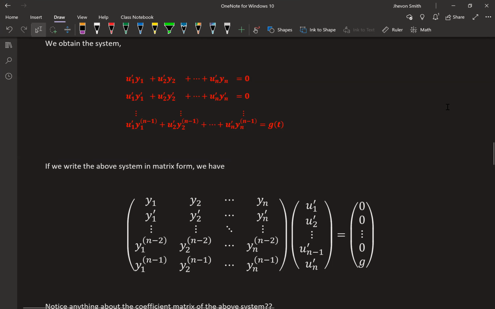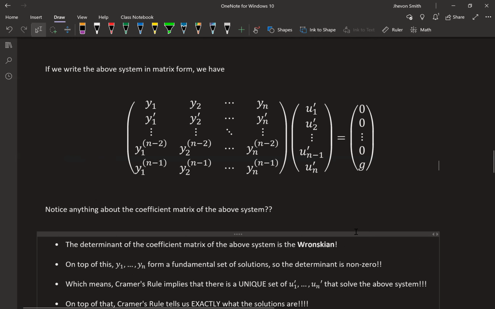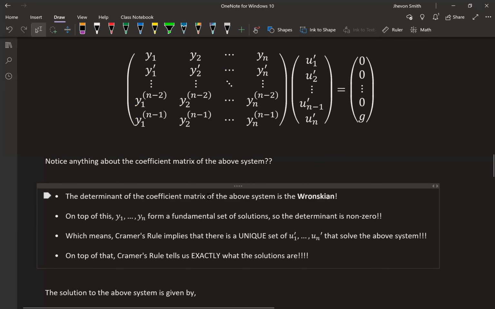Well, yes, it has a determinant because it's a square matrix, but more importantly, it reminds you of a specific determinant called the Wronskian. So the determinant of that is going to be the Wronskian, right? So that was the guy that we spoke about last time. So these are just some things you'll notice. The determinant of the coefficient matrix above is the Wronskian. That's the guy that we looked at yesterday.